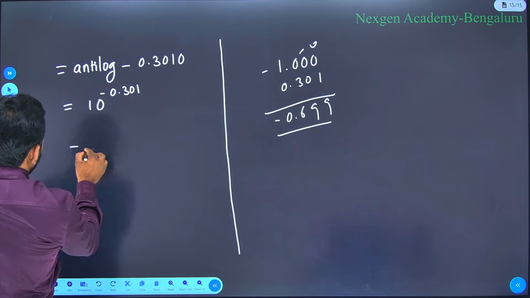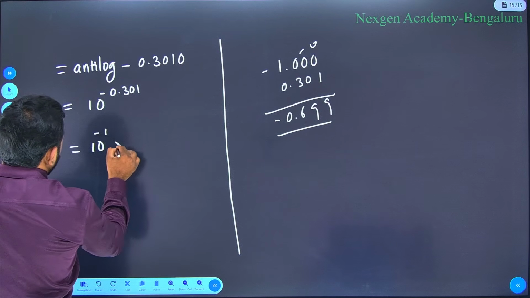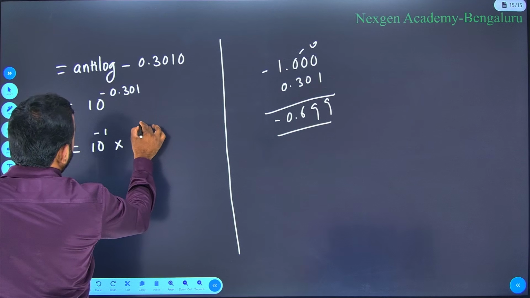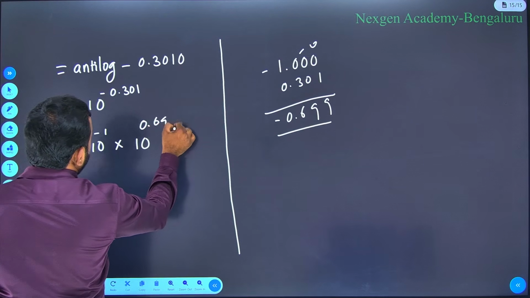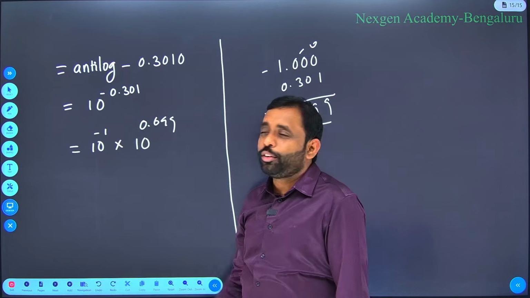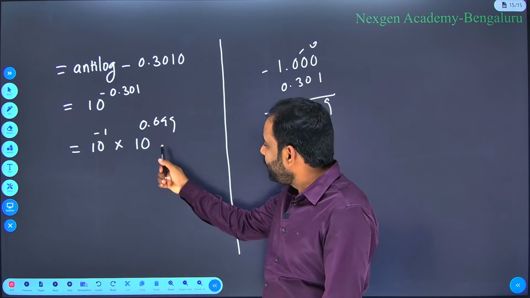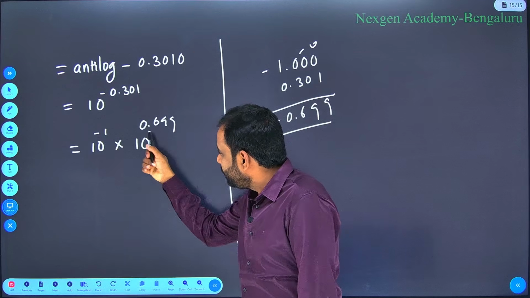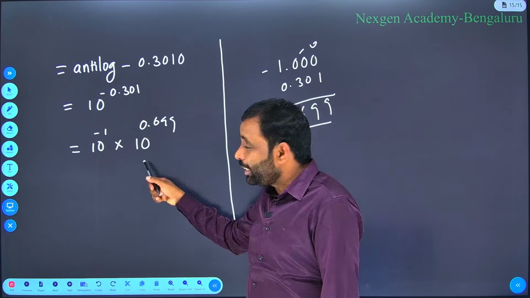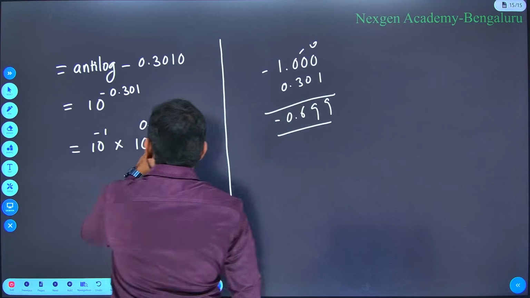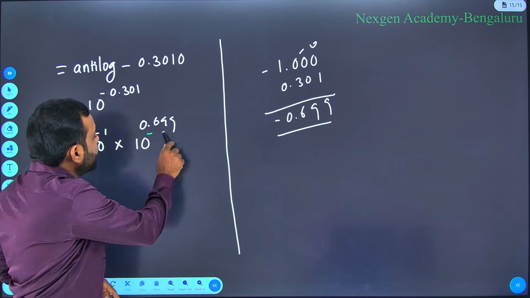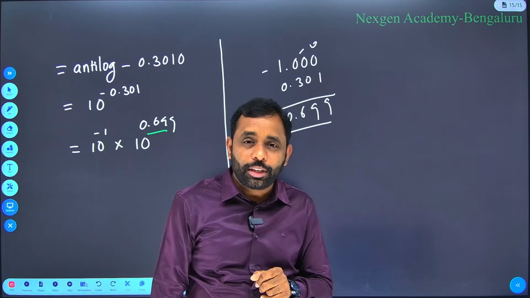Can we write this value like this? 0.699. Look at that. 10 to the power of minus 0.301 I have written as minus 1 plus 0.699. Nothing but the same, right? That means this and this both have the same value. Earlier, there was only a negative power of 10. Now I have a positive value. Whenever a positive value is there, you can do it, right?